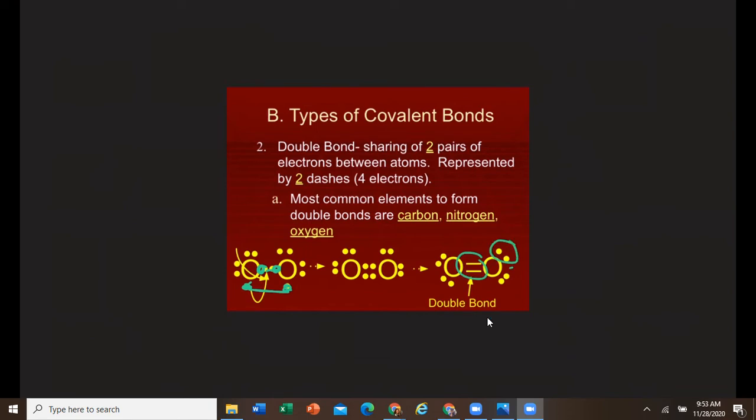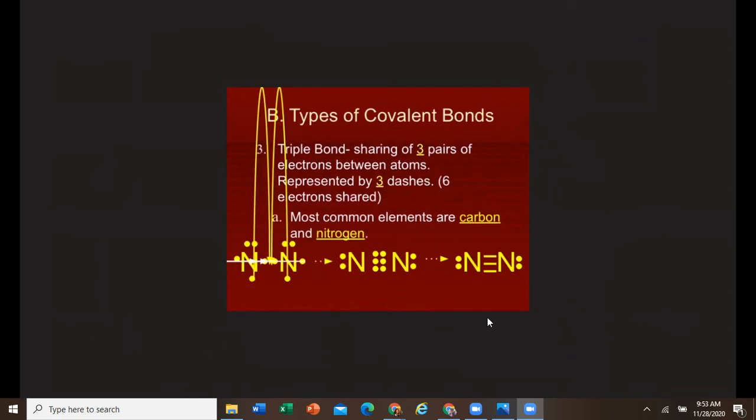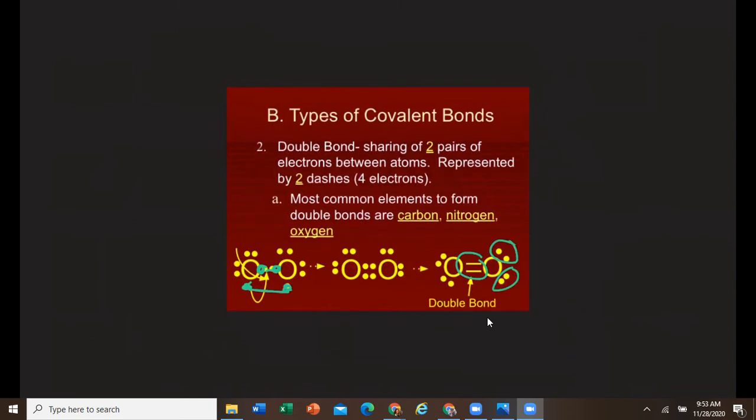Please note the location of these oxygens. I just said oxygens, I meant pairs of electrons. I don't know why I was looking at the oxygen, sorry about that.